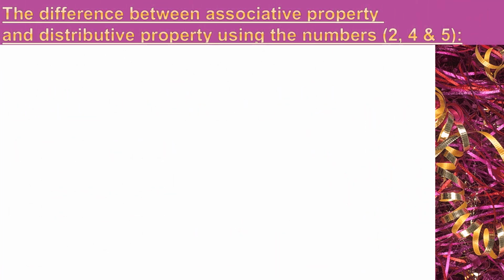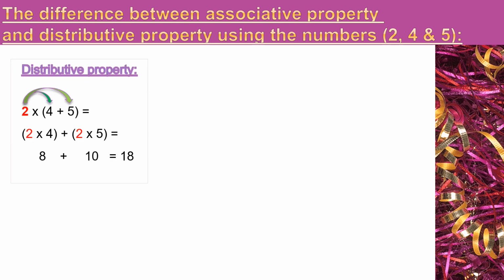Now let's know the difference between associative property and distributive property using these numbers. I will start with distributive property. Let's revise together. In distributive property, I used two signs, times and plus. Here I multiplied 2 and open brackets and put 4 plus 5. Why did I call it distributive property?